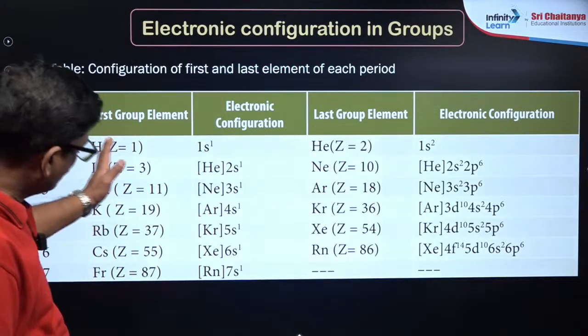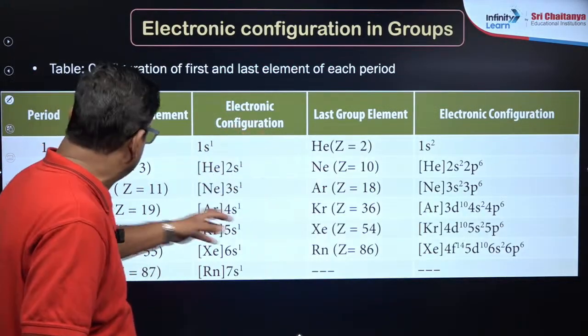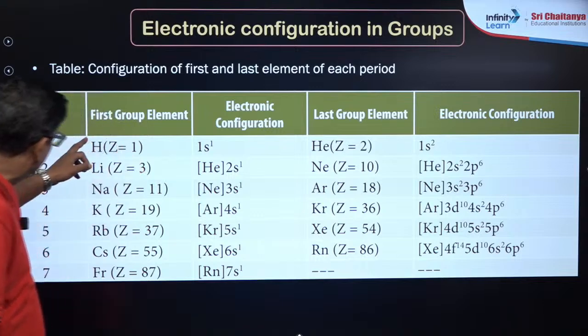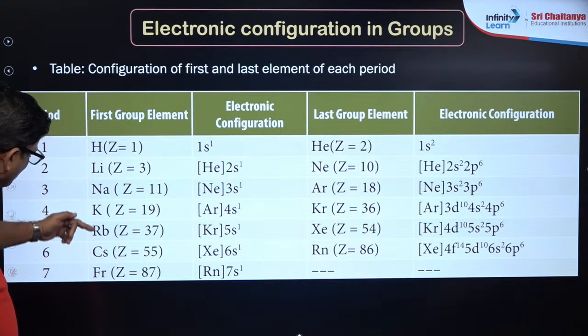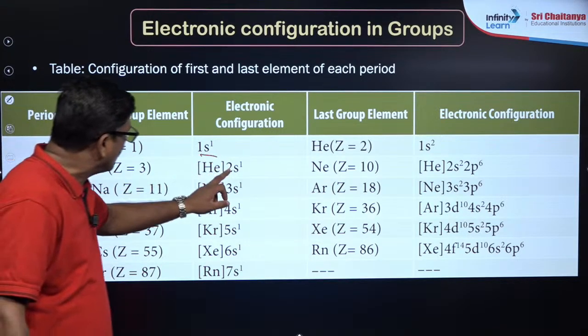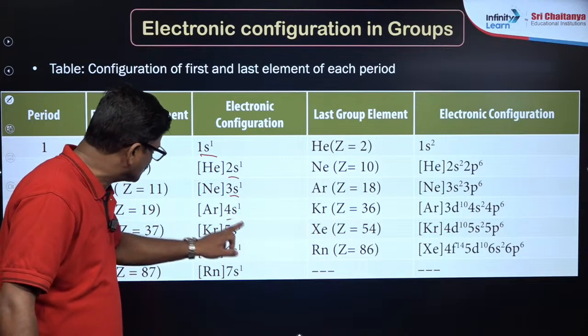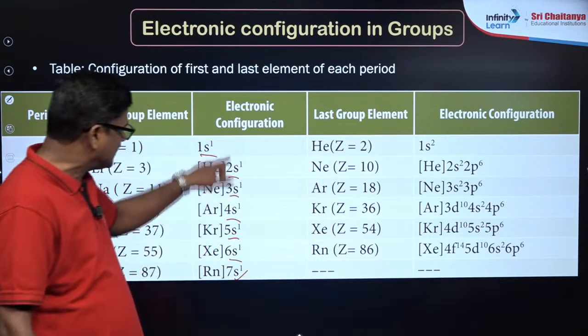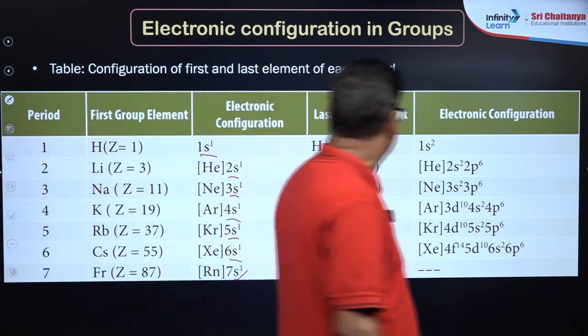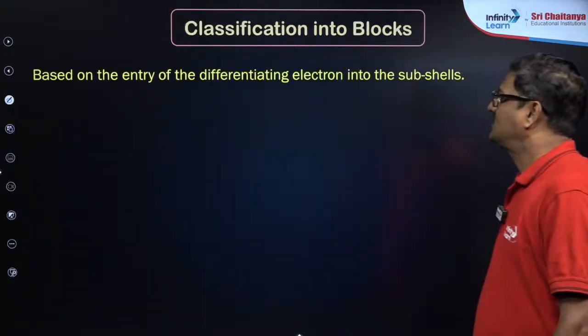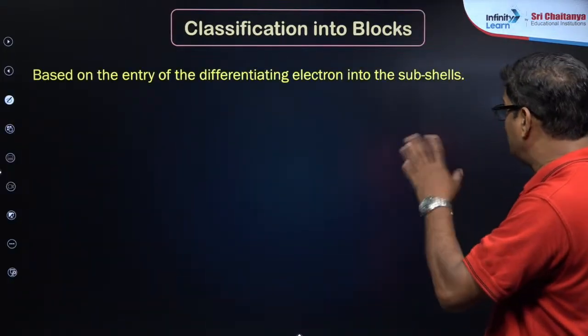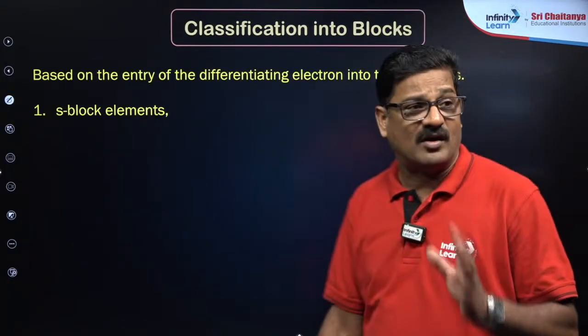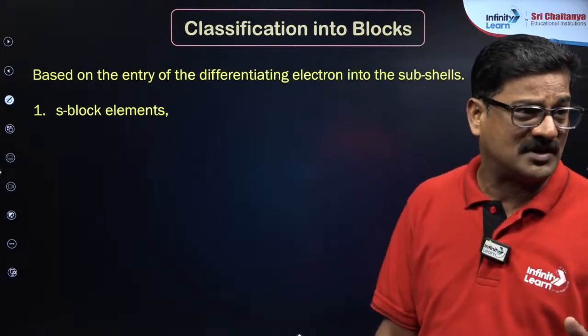So first group elements and second group elements, you can see in the first group elements hydrogen, lithium, sodium, potassium, rubidium, cesium, francium, you have ns1, ns1, ns1, सभी का एक ही वैलेंस इलेक्ट्रॉनिक कॉन्फ़िगरेशन है ना, right? So based on the entry of the differentiating electron in the subshells, they are classified.